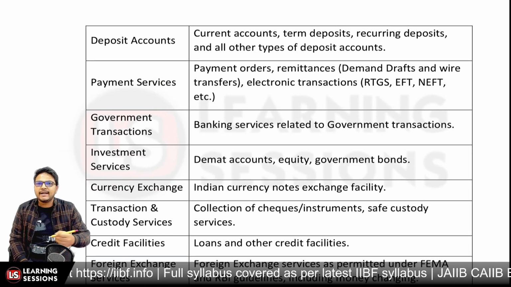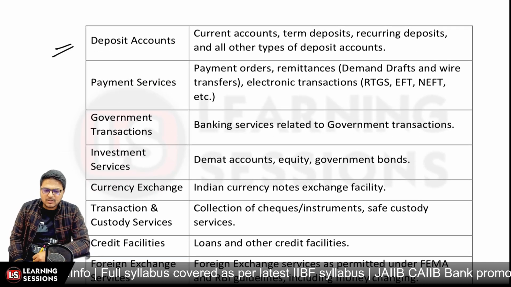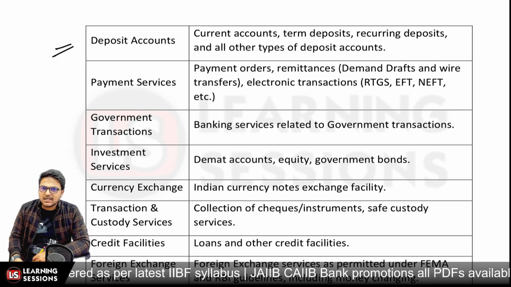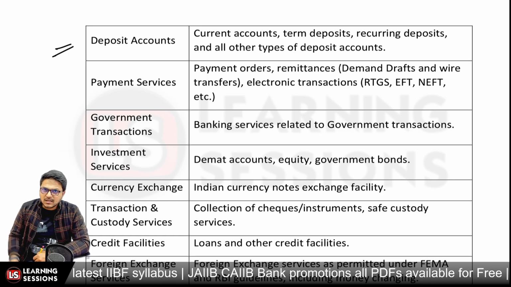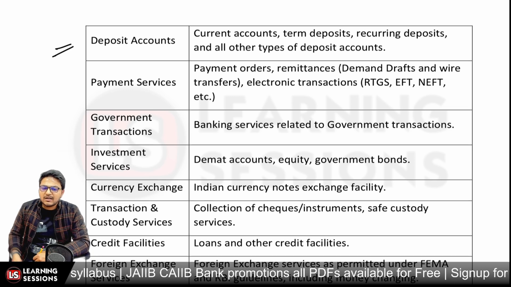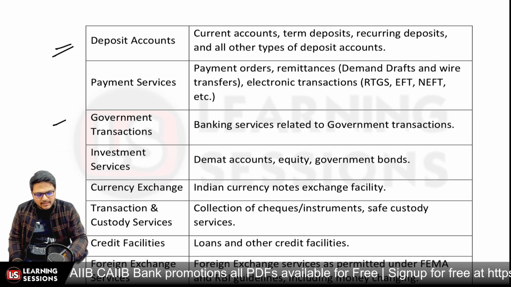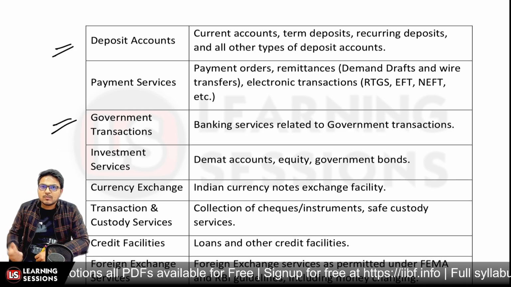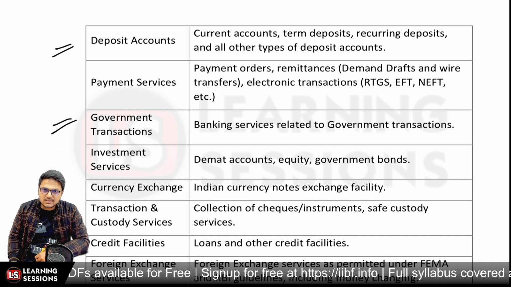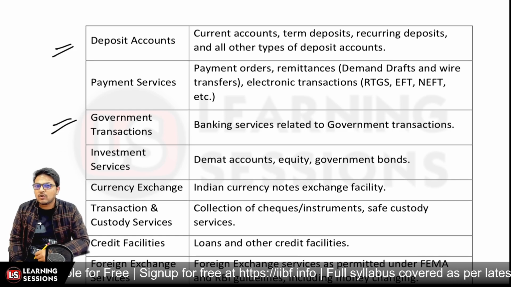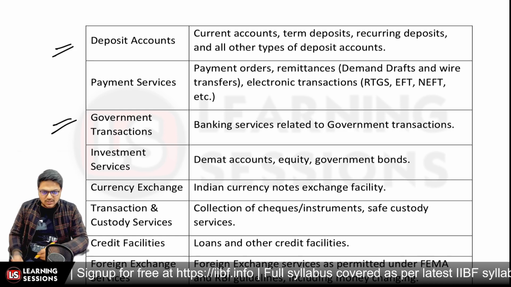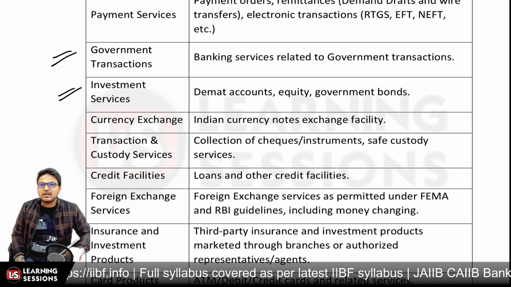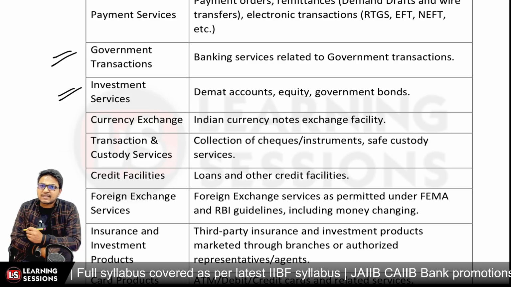So in deposit accounts, the current accounts, term deposit, recurring deposit, and all the other types of deposit accounts are included. If we talk about the payment services, either we talk about the RTGS, NEFT, EFT, all are covered there, right? And even demand draft, wire transfers are covered. If we talk about the government transactions, banking services which are related to government transactions, those are also covered. If we're talking about the investment services, whether the demat services, equity, government bonds, those are also covered. If we talk about the currency exchange, Indian currency notes exchange facility, this code is applicable to that also. Transaction and custody services, particularly safe custody and collection of cheques, this is applicable to the same.